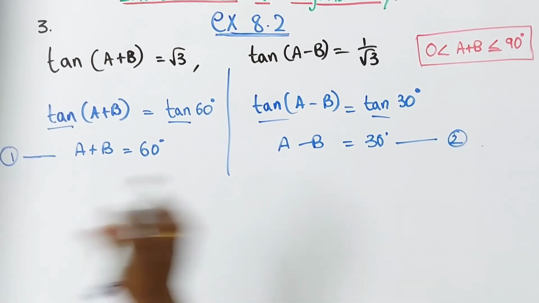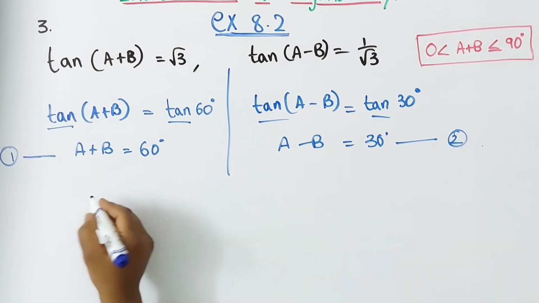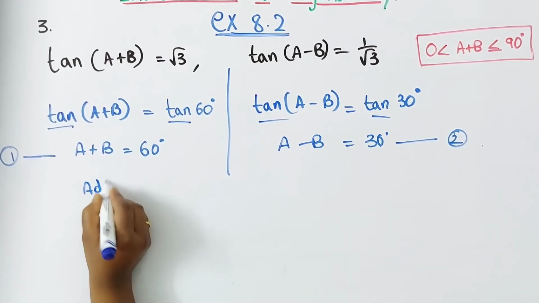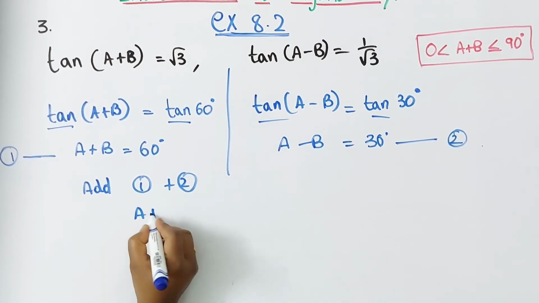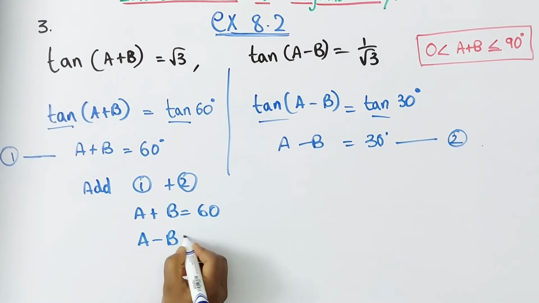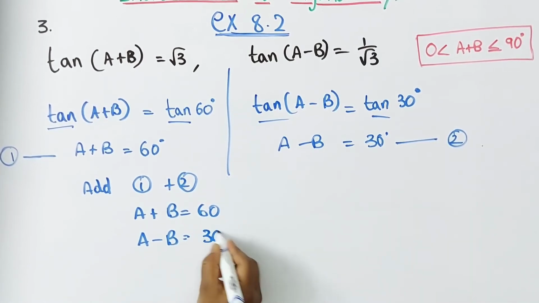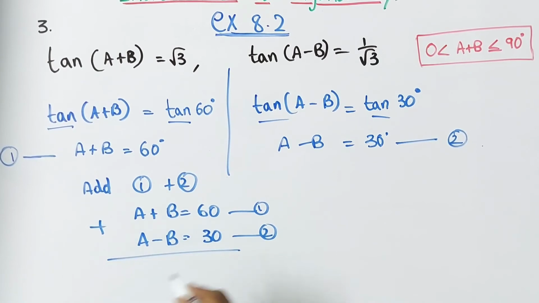Now see the first and second equation. If you add these equations, we will get one value. Now add 1 plus 2. Correct. So that means a plus b equal to 60 and down you write a minus b equal to 30. This is the first one and this is the second one. We are adding these two. Correct, children?